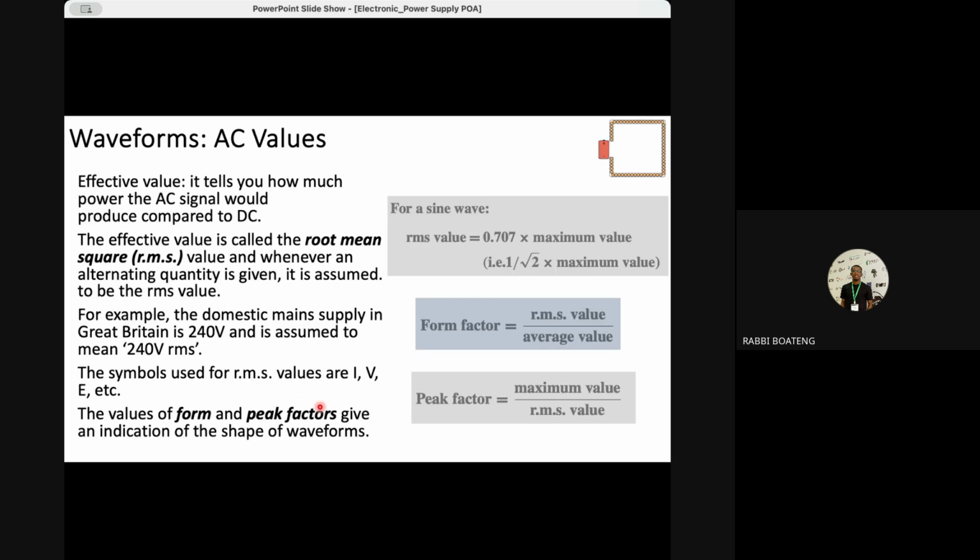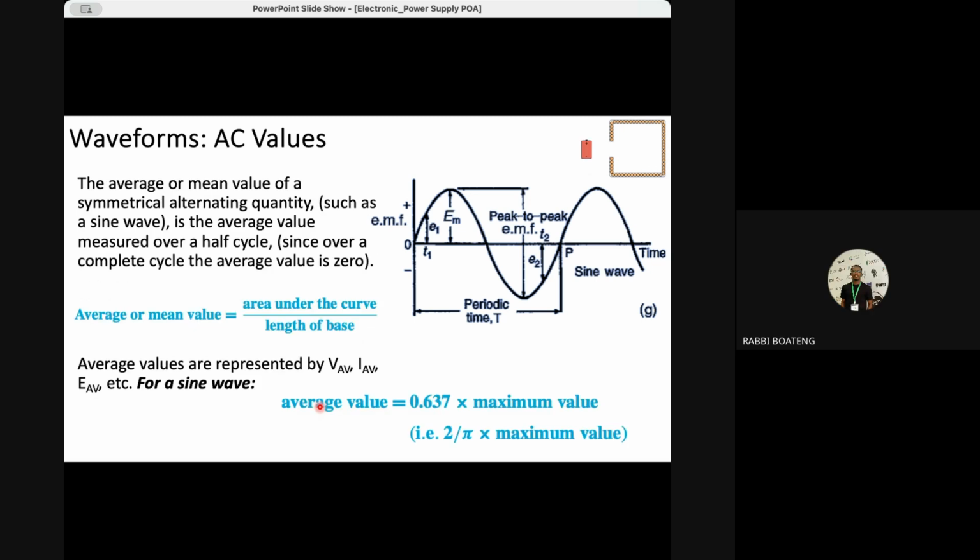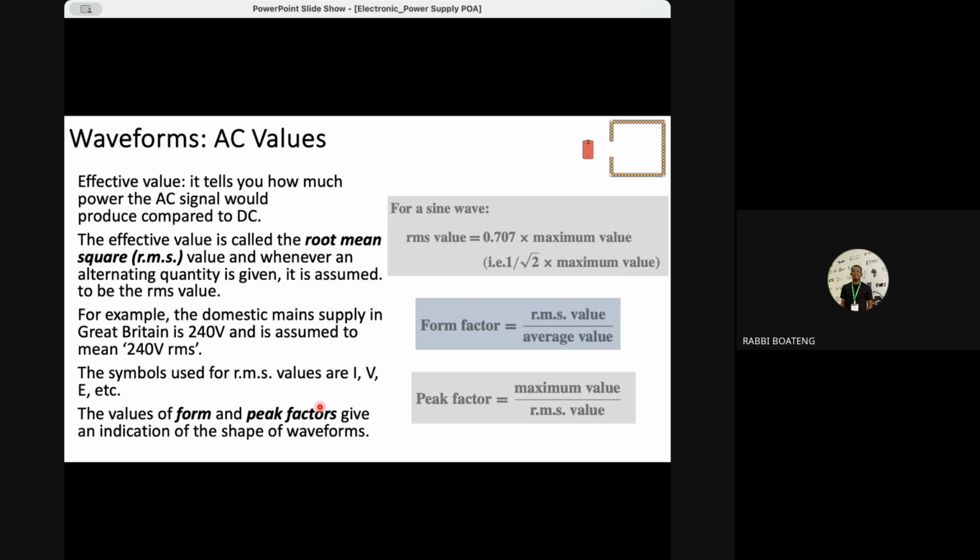Yes, sorry, Bismarck. I want to get this clear. The peak to peak voltage, the peak voltage itself, and then the average voltage. What is the significance of each of these voltages? And which one eventually do we use? Okay, the one that we use, I'll come to that. Let me finish with the second slide, then maybe it will bring some explanations here.